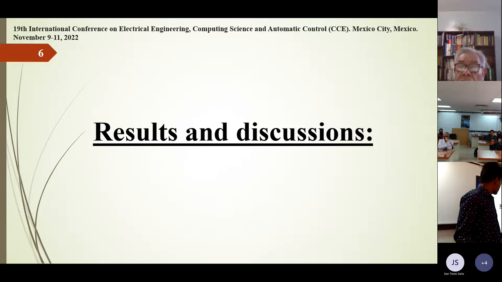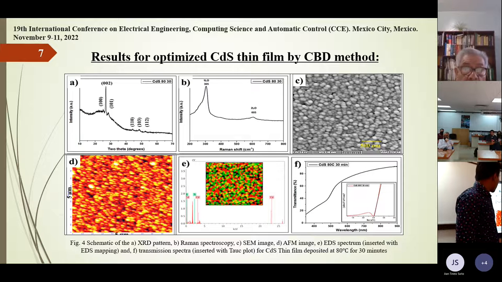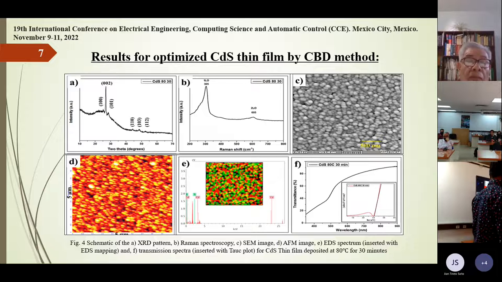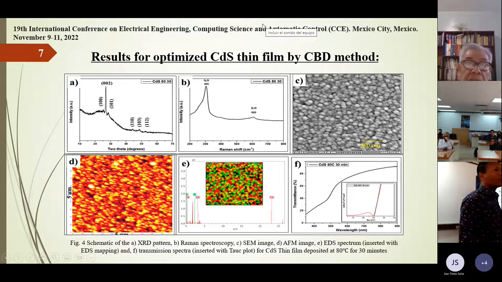In results and discussions, first I present the XRD, Raman, SEM, chemical composition and the optical results of the optimized CdS synthesis before annealing. Here we have the results from the XRD in figure 4A. The preferential peak (002) at 26 to 27 degrees and other minor peaks resemble the hexagonal crystal structure of CdS.